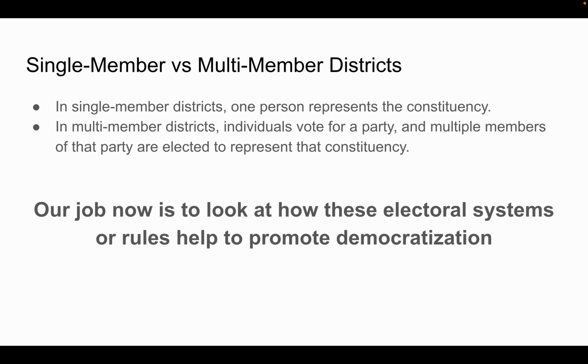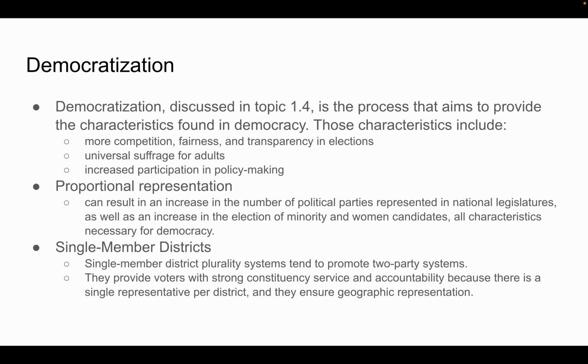Let's now take a look at how these systems or rules can help promote democratization. If you remember, back in the first unit of comparative, we talked about democratization. It is the process that aims to provide the characteristics found in democracy. Those characteristics include more competitive elections, fairness in elections, transparency in elections, universal suffrage for adults, and increased participation in policymaking.